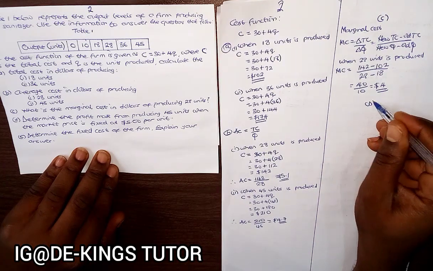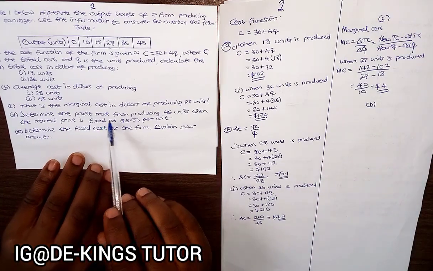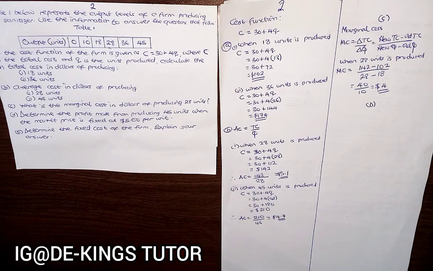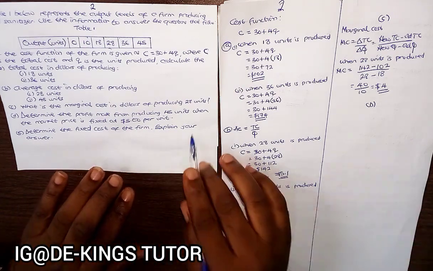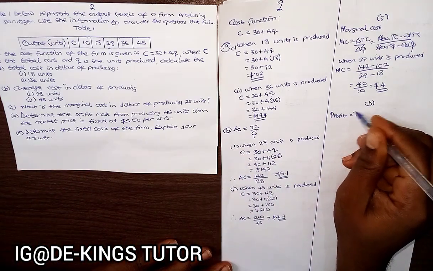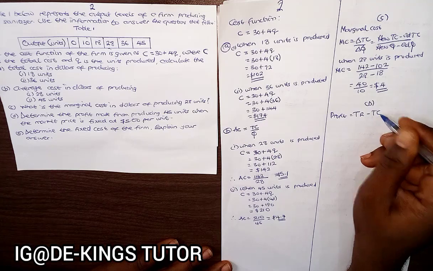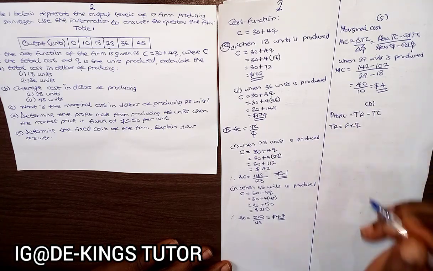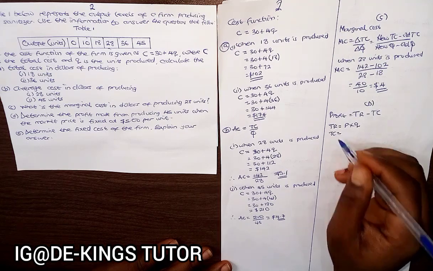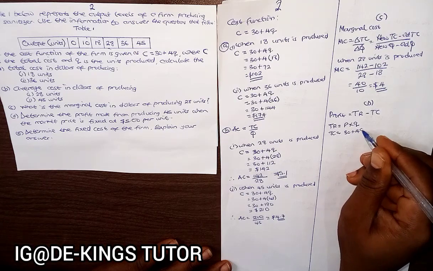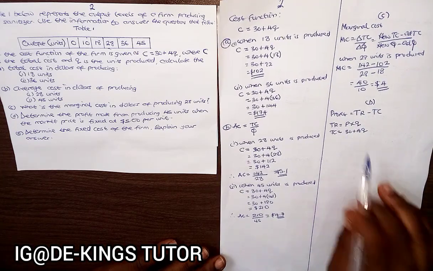Now for D, they said determine the profit made from producing 45 units when the market price is fixed at $5 per unit. So before we proceed, to get profit is total revenue minus total cost. And our total revenue is price times quantity. While our total cost, they gave us a cost function. So it's 30 plus 4Q. They gave us the total cost function.